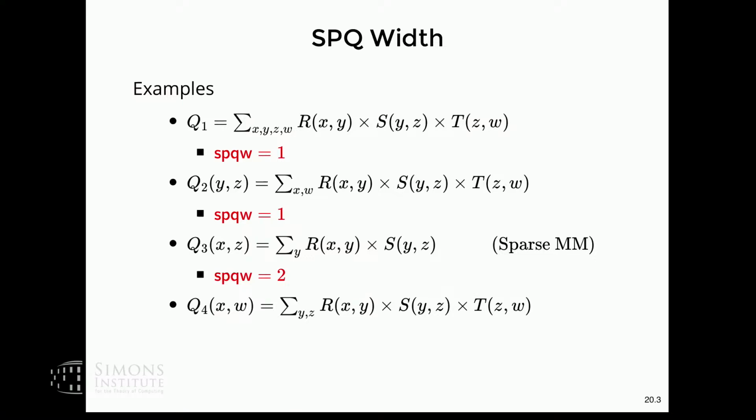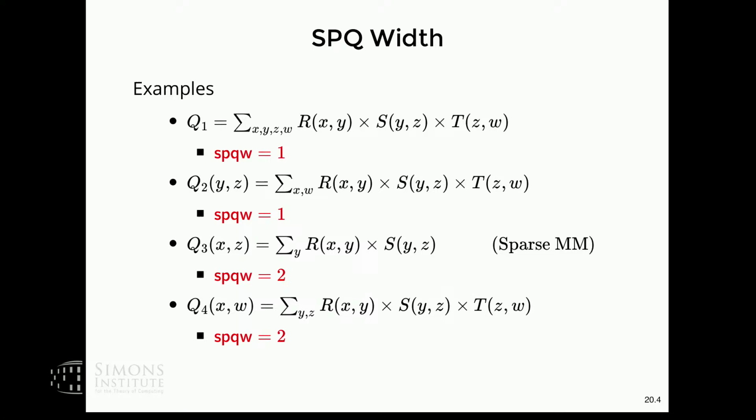Now, what happens if we have a product of three matrices, R, S, T? Any guesses on the SPQ width? 2. Yeah, it should be 2. It doesn't really increase because we do these eliminations one at a time. We eliminate z, multiplying R, S, T, then eliminate y. So it doesn't really increase the width.